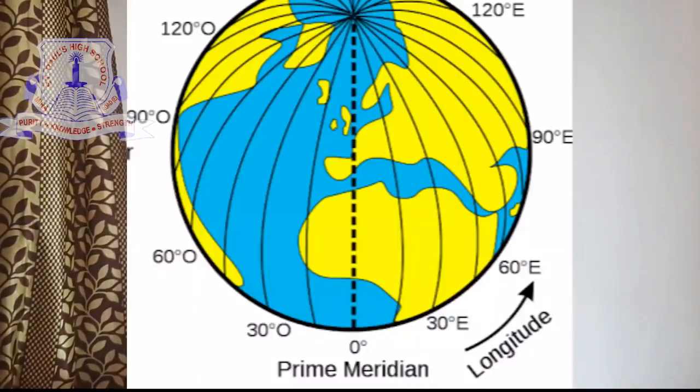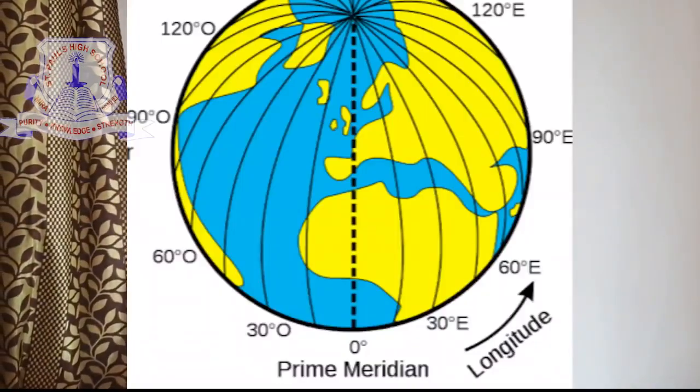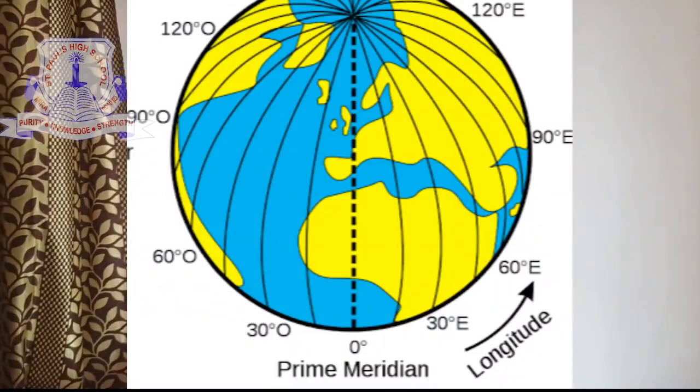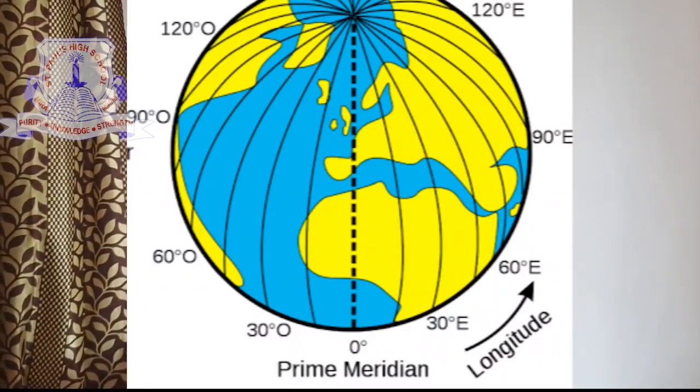One of these meridians is considered to be 0 degree. It is known as the prime meridian. The angular distances of the other meridians from the prime meridian are measured in degrees and are called longitudes. You have done this activity based on the figure 1.9 which you have just drawn.